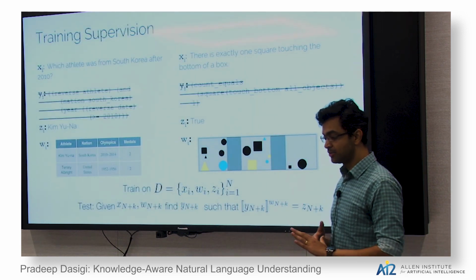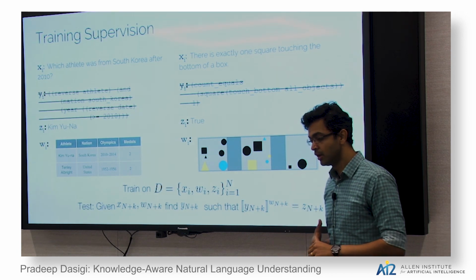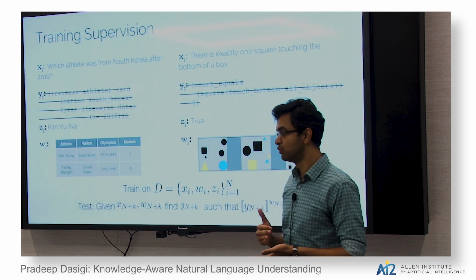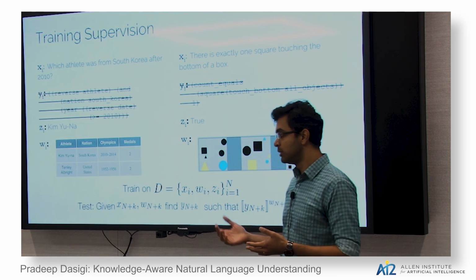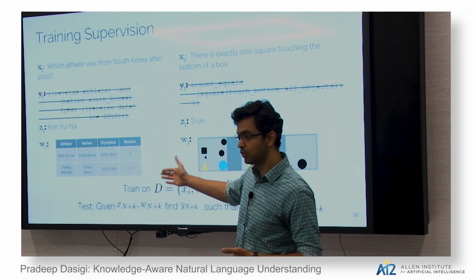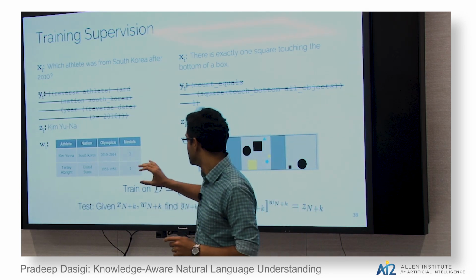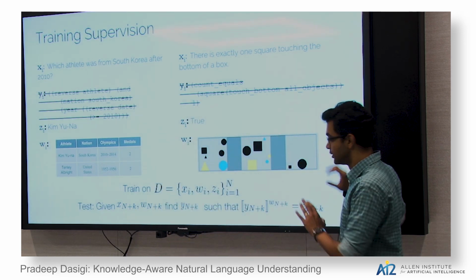And the task is set up such that you don't have the logical forms for training a semantic parser. You just have the questions, the answers, and the worlds in which the statements or the questions need to be evaluated in. What I mean by worlds is the context. So in the first case, in the Wikitable questions dataset example, the world representation is the table. And in the second example, the world representation is a figure.